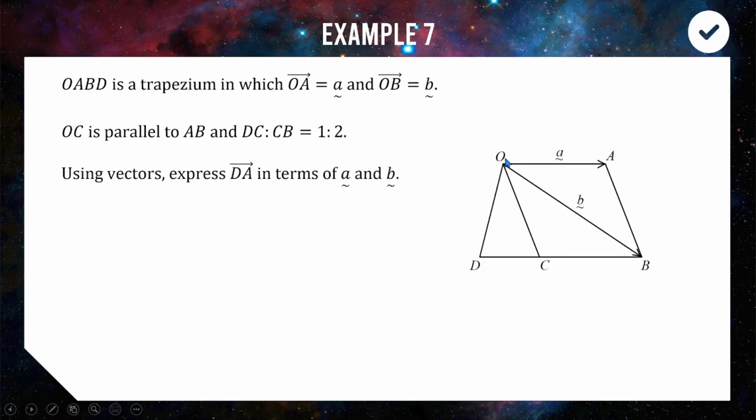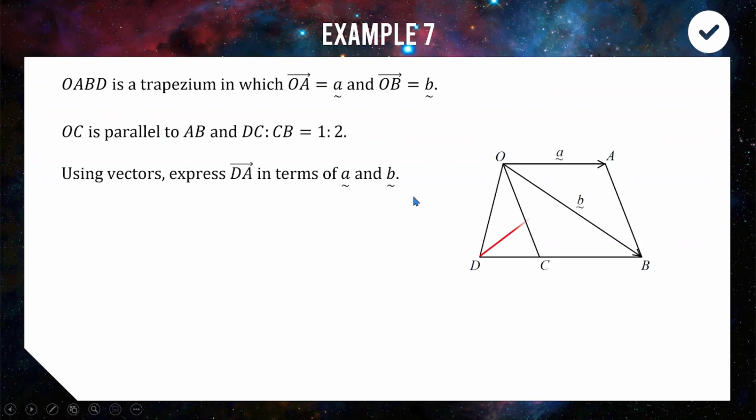We have a trapezium, OABD, in which OA is vector A and OB is vector B. Okay, OC is parallel to AB. Good to know. And the ratio of DC to CB is 1 to 2. Okay, so whatever this length is here from CB, DC is half of that. Okay, using vectors, express the vector from D to A in terms of A and B.